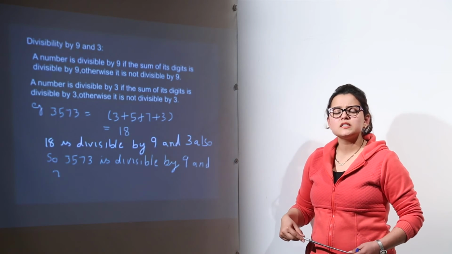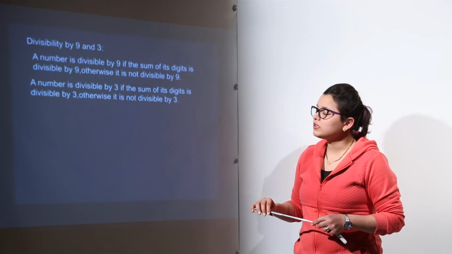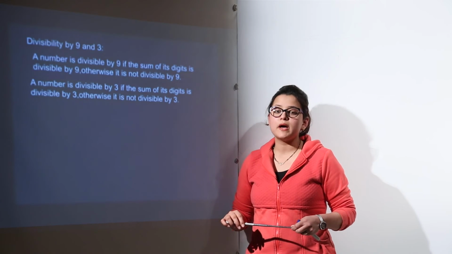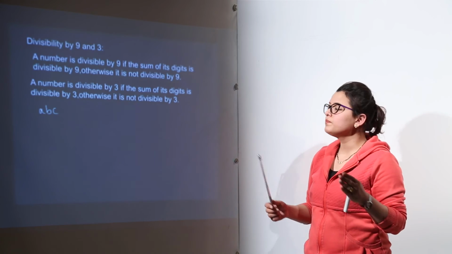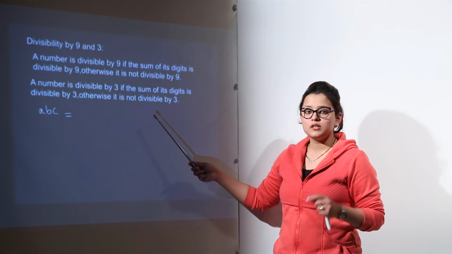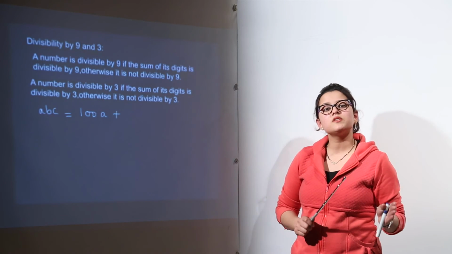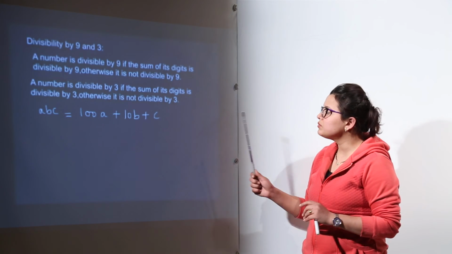There are many such numbers possible which are divisible by both. But in the first example, the number was divisible by 3 only, it wasn't divisible by 9. So as I told you, just check the divisibility for both separately. Do not assume that if the number is divisible by 3, it will be divisible by 9, right? Please make sure you do that.